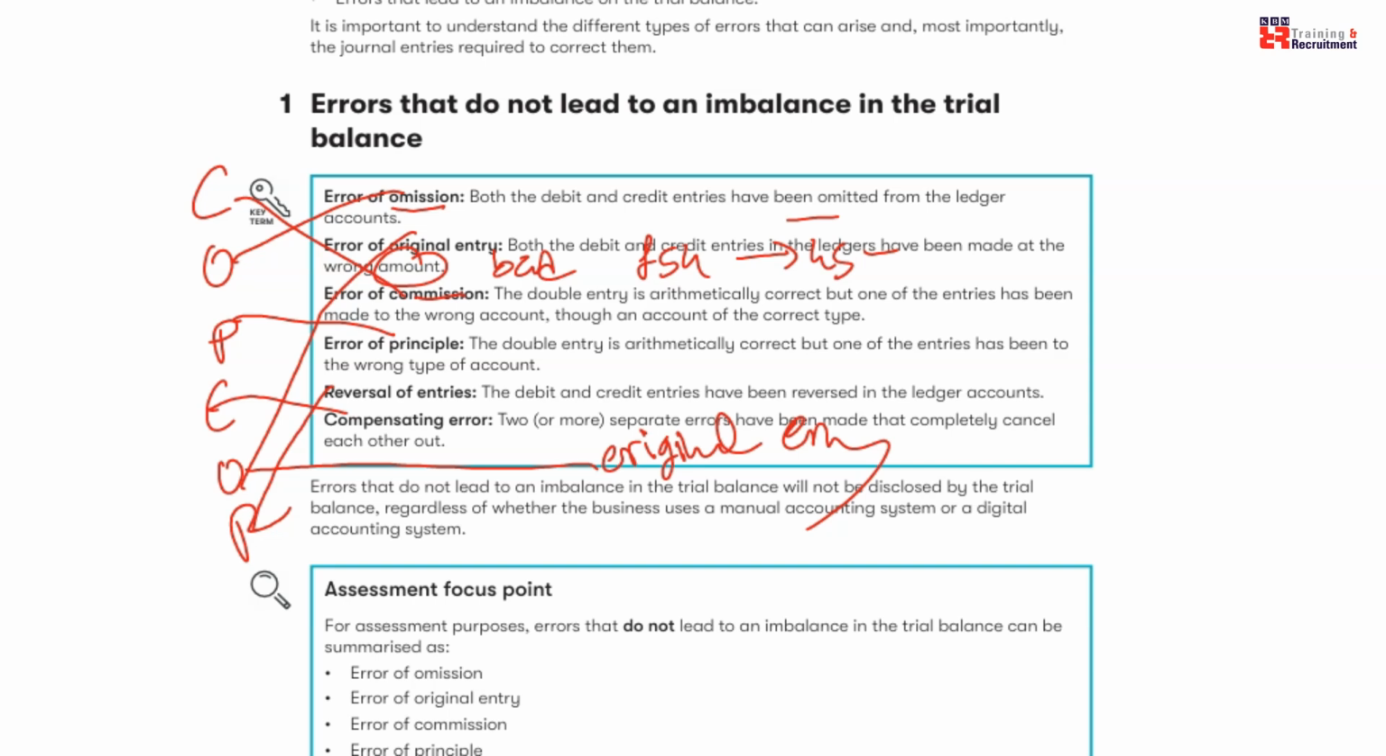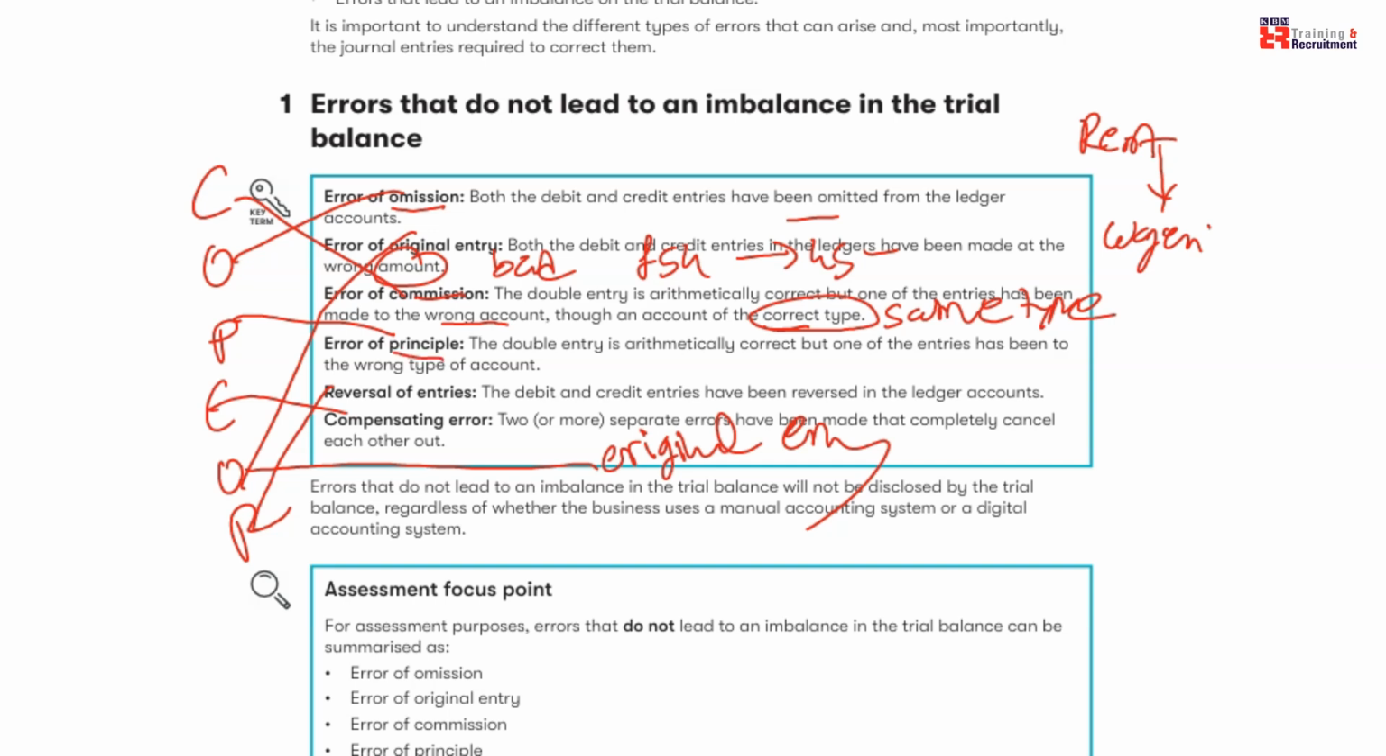Commission: when you write into the wrong account, but of the same category or same type. Same type, wrong account. For example, rent you paid but you put into the wages account, so one expense into another expense, or one asset into another asset. That is commission.